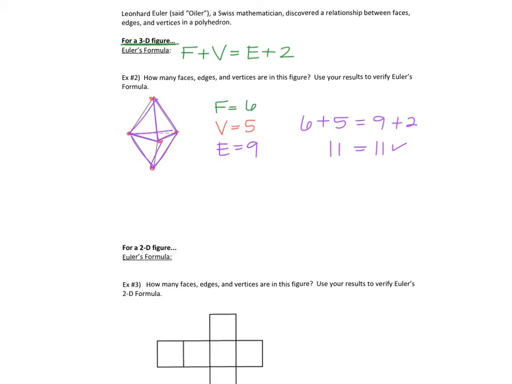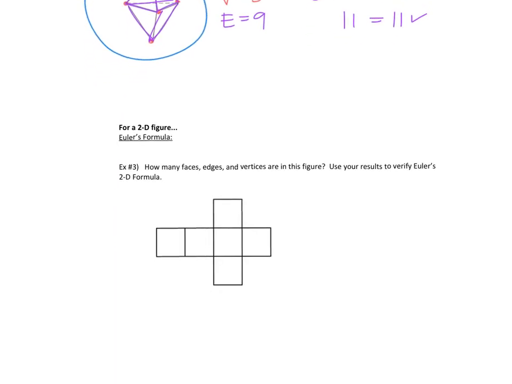If they equal each other, then they get a check. Like it checks out. It's a true equation, right? It worked. Okay, two-dimensional. The two-dimensional figure is slightly different. So if I were to take this figure right here and lay it out as a net, it works out differently because now your edges don't all meet up in the same places. But he came up with a formula for that too. And that formula says faces plus vertices equals edges plus 1.